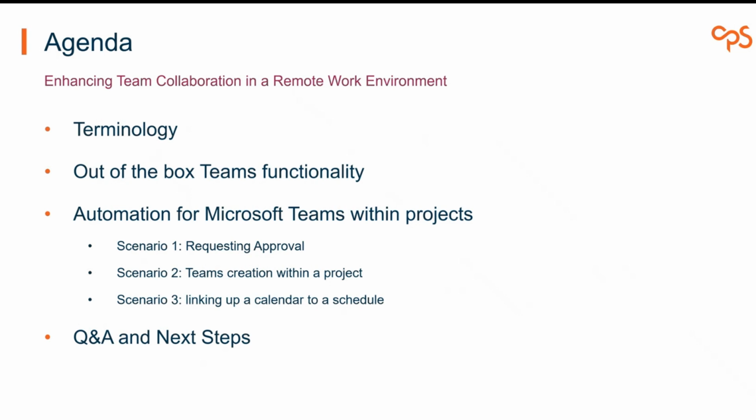Then we're going to look at the out-of-the-box functionality that you have available within Planner, as well as potential automation that you can add. There are 3 separate scenarios. One, an approval request process. One, creating teams automatically within a project. And then one, creating and linking up a schedule to a calendar. And then finally, a Q&A if there are any questions, as well as the next steps.